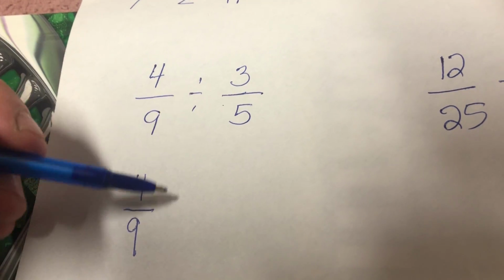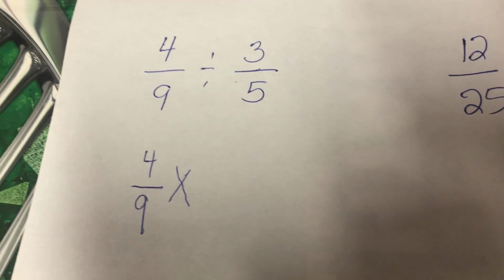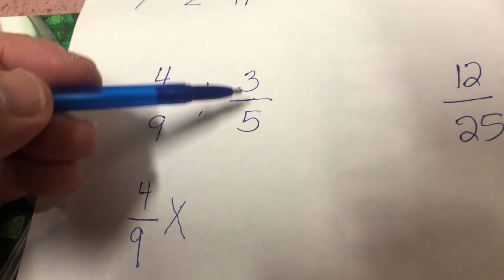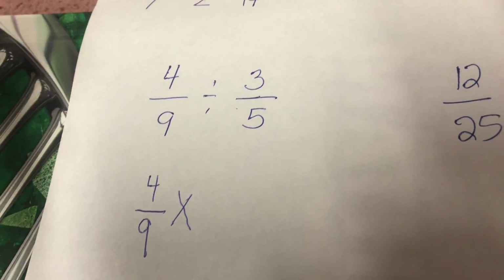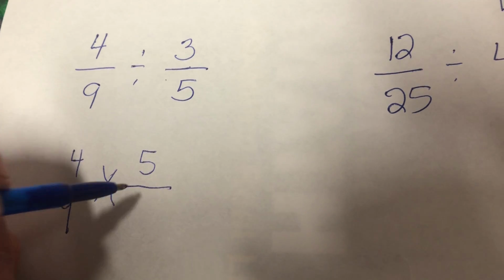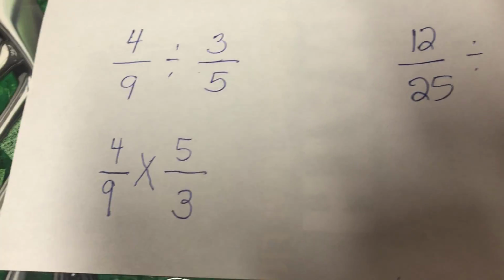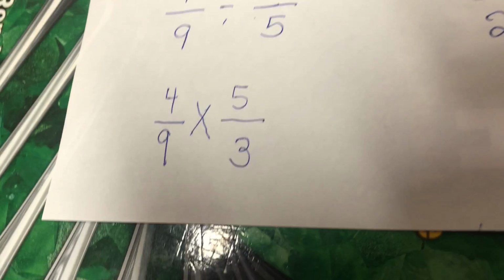What happens to my division sign? You remember. It becomes a multiplication sign. I look at my divisor, 3/5. I'm going to flip that, and it's going to become 5/3. Now I'm ready to go ahead and cross-check.